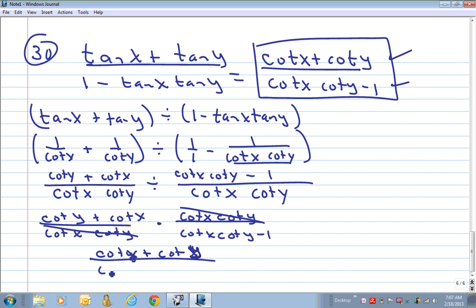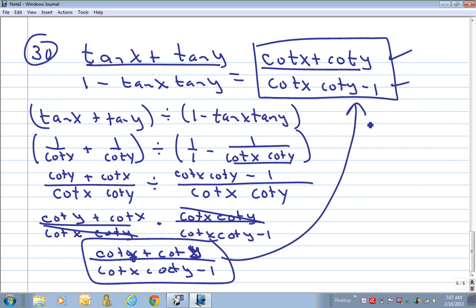Commutative, all right, over cotangent x cotangent y minus 1. And we have now verified that identity. Woohoo! Glad we're done with that one.